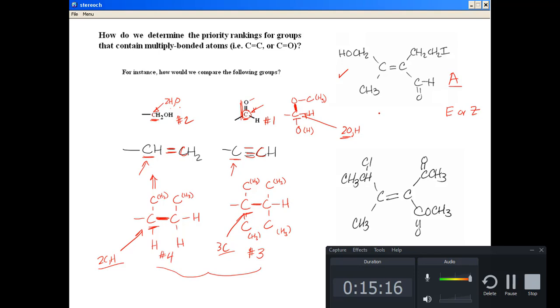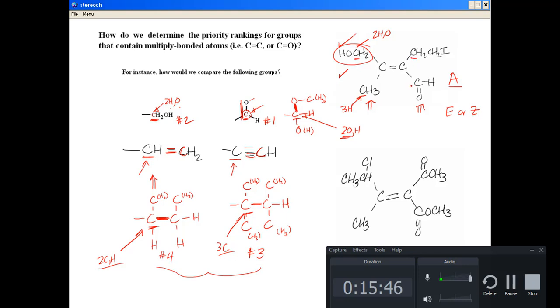Okay, what is it? Well, let's compare these 2 groups again. So carbon versus carbon, tie. What's attached to this carbon? 2 H's and an O. What's attached to this carbon right here? 3 H's. Who wins? That group does. This group does. Over here, what do I have?